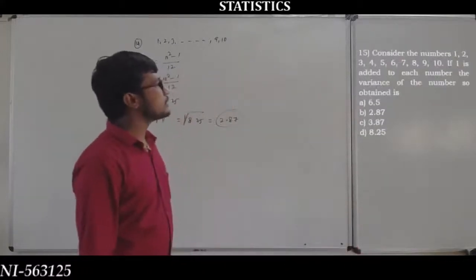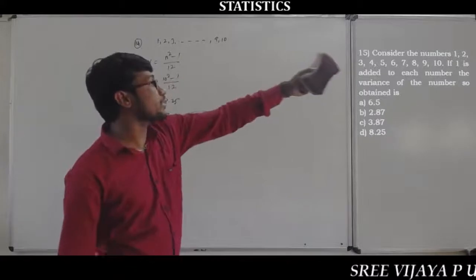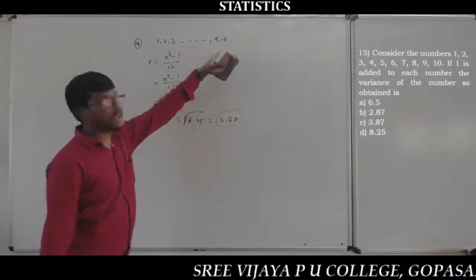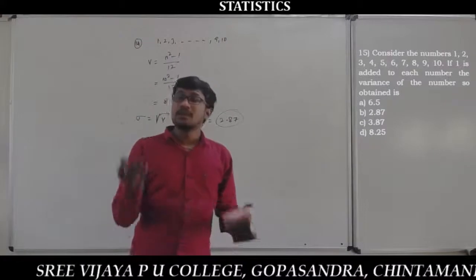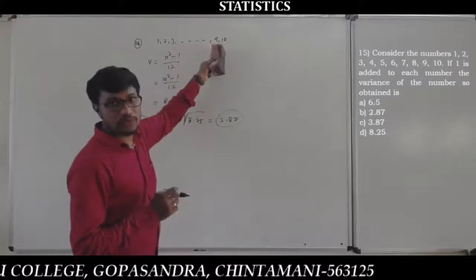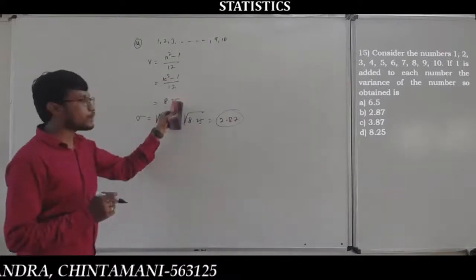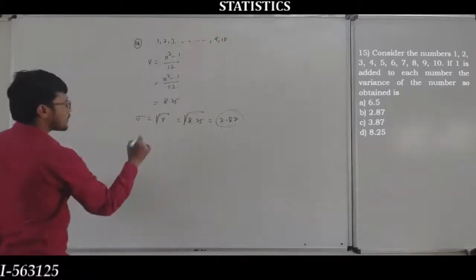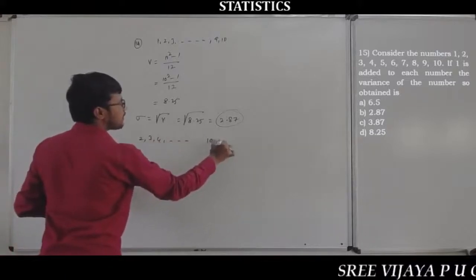Consider the numbers 1, 2, 3, 4, 5, 6, 7, 8, 9, 10. Ten natural numbers only. If 1 is added to each number, the variance of the numbers obtained is? I already explained this previously. For any observations, if you add a fixed number, the standard deviation and variance both remain the same. For the original observations, the variance is 8.25 and the standard deviation is 2.87. If you add 1, then 1 plus 1 is 2, 2 plus 1 is 3, 3 plus 1 is 4, and so on, 9 plus 1 is 10, 10 plus 1 is 11.